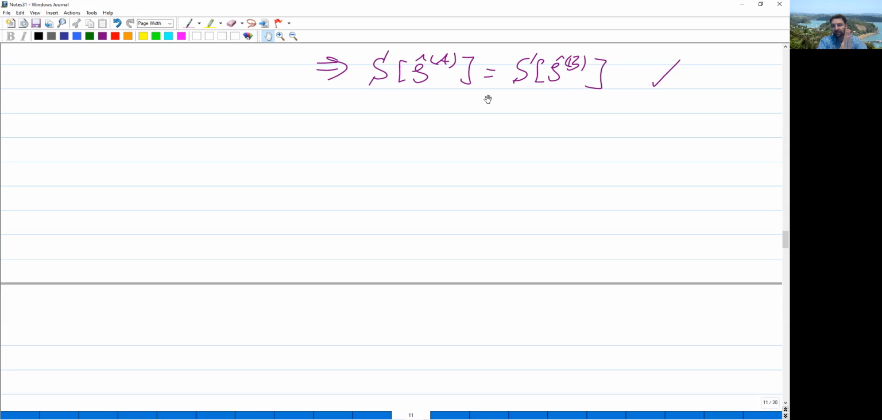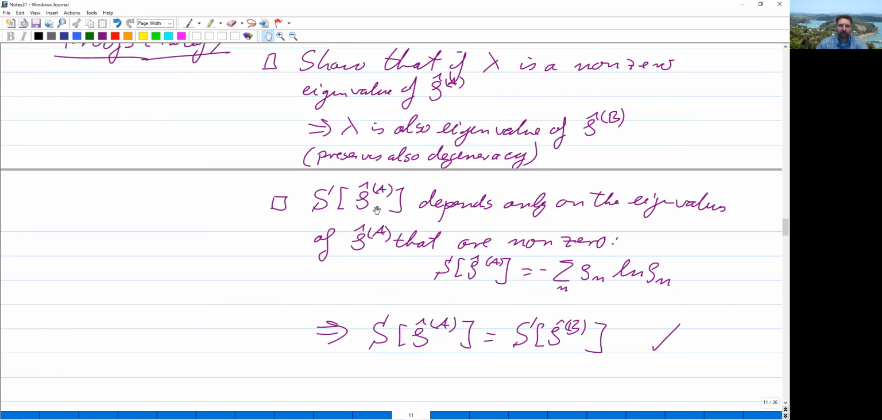The upshot of this is the entanglement entropy, defined as the von Neumann entropy of any one of the two subsystems, is a very useful measure of how much two subsystems are entangled with each other. But it has a disadvantage. And that disadvantage is that the von Neumann entropy is hard to calculate.